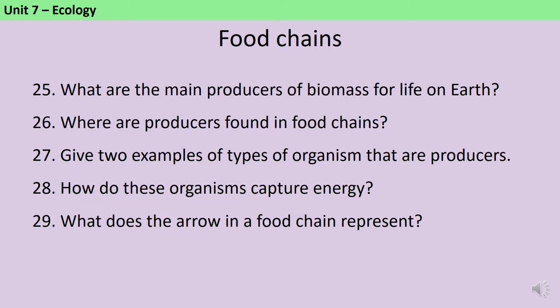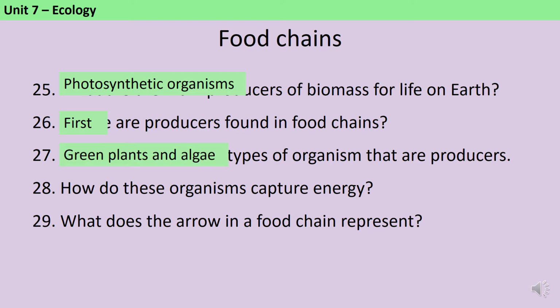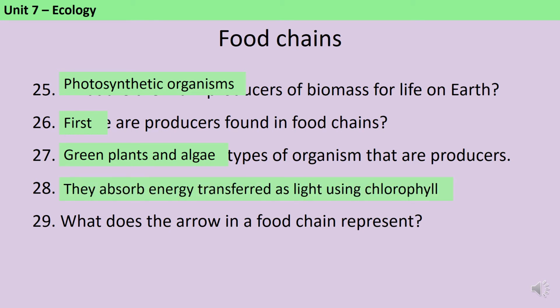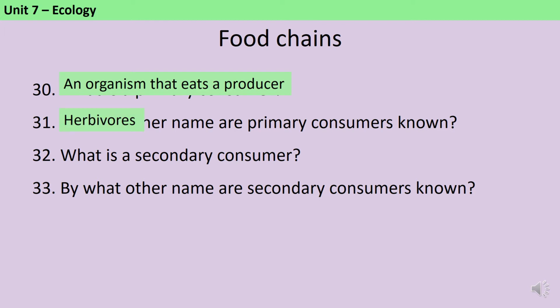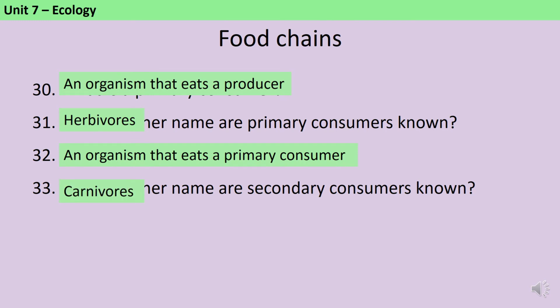The main producers of biomass for life on Earth are photosynthetic organisms, and these producers are found first in food chains. Examples include green plants and algae, and these organisms capture energy by absorbing light using the chlorophyll in their chloroplasts. The arrow in a food chain represents the transfer of energy. A primary consumer is an organism that eats a producer, and they're also known as herbivores. A secondary consumer eats a primary consumer and is also known as a carnivore.